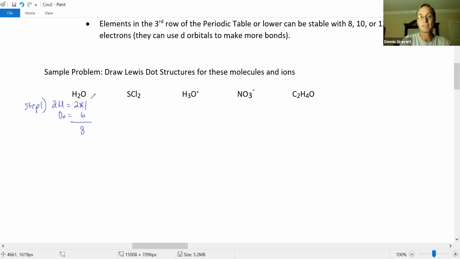Step 2, attach the atoms to a central atom. Well, is H the central atom? No. Hydrogen makes only 1 bond usually. Oxygen makes 2. Hydrogen's not going to be in the middle. If you put a hydrogen in the middle, that gives hydrogen 2 bonds. You can't do that. That's a bad Lewis dot structure. Okay, so use oxygen because it makes more bonds than hydrogen. It's the atom making the greatest number of bonds. So oxygen goes in the middle, put the hydrogens on either side.